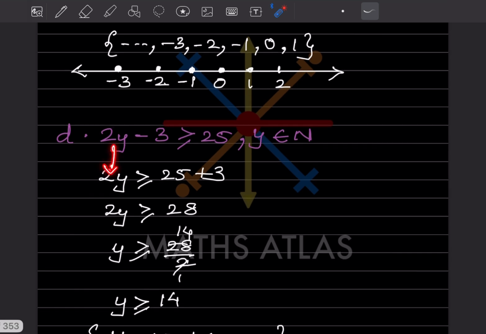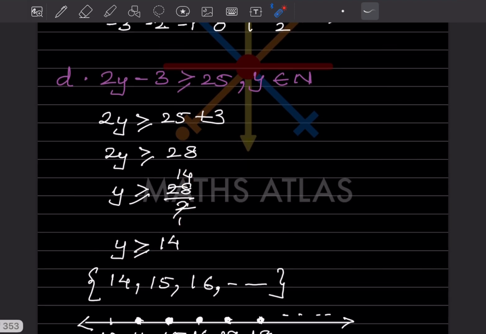Here 2y, this is 25, minus 3 is going to be plus 3. So 2y will be 28. So now this is multiplication, so y is going to be 28 divided by 2, which is going to be 14. So y is greater than or equal to 14. So now what you have to do, these are the natural numbers. So natural means always starts with 1, 2 and so greater than 14 or equal to 14. Y is greater than or equal to 14.